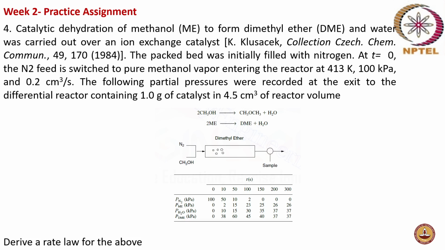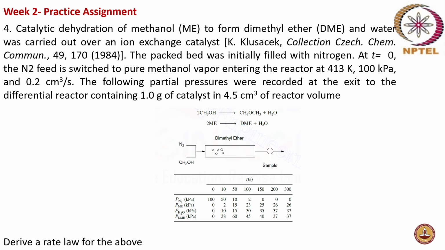The following partial pressures were recorded at the exit to the differential reactor containing 1 gram of catalyst in 4.5 centimeter cube of the reactor volume. So this methanol dehydration reaction is carried out in a packed bed reactor. This packed bed reactor has a certain volume, and a certain weight of catalyst has been placed in this reactor. The reaction is as follows: 2 moles of methanol will react to give 1 DME, that is dimethyl ether, plus water.